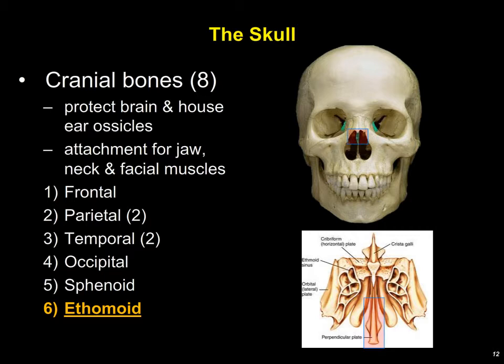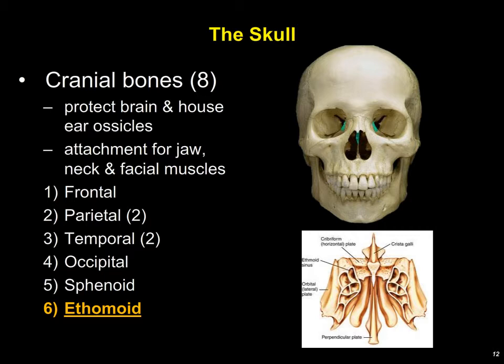And so important features of the ethmoid bone include something called the perpendicular plate. The perpendicular plate is a vertical sheet of bone that makes up the superior two-thirds of the nasal septum. The nasal septum is basically just that sheet of bone that divides the nasal cavities into the left and right halves. And so the superior two-thirds of this nasal septum is made up of the ethmoid.